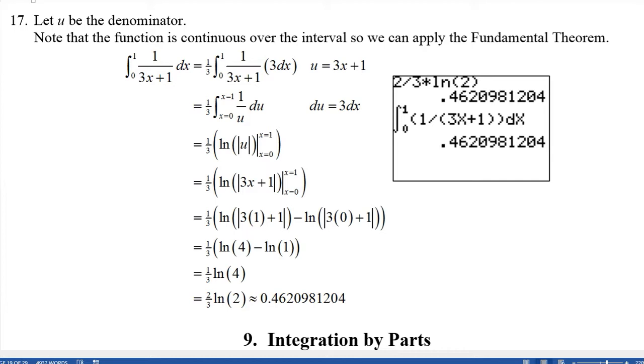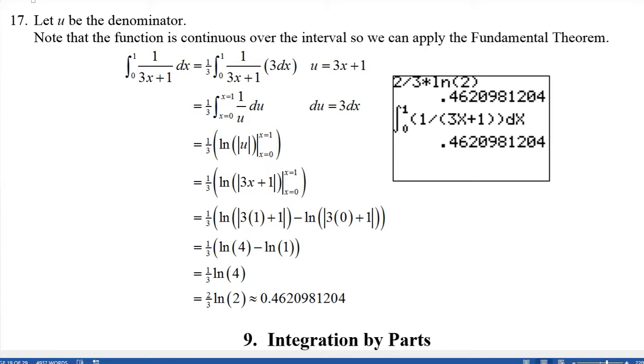So, let's look at this. Well, let's see. The only place we would have a discontinuity is when 3x plus 1 equals 0. That's when x equals negative 1/3. Well, notice negative 1/3 is not in our interval from 0 to 1, and we know that rational functions are continuous everywhere they're defined. So this is a continuous function over that interval, so we may proceed with the fundamental theorem.